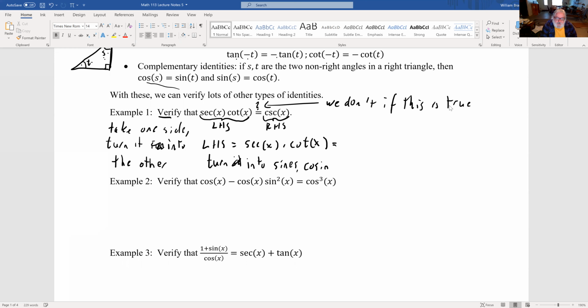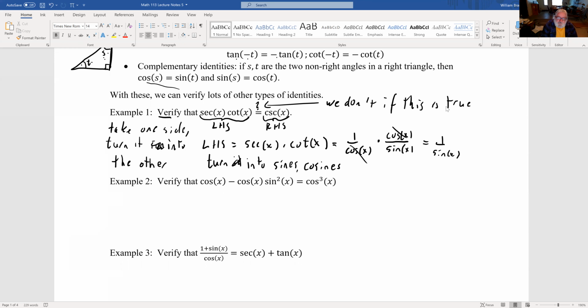And that's one way to go about dealing with these things. So secant we know is 1 over cosine x. That's one of the reciprocal relations up top. Cotangent x is 1 over tangent, and tangent is sine over cosine. So there's my secant and cotangent, part of the reciprocal identities listed above. If we cancel out the cosine there, we're just left with 1 over sine x.